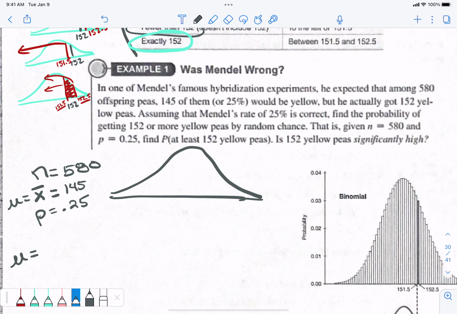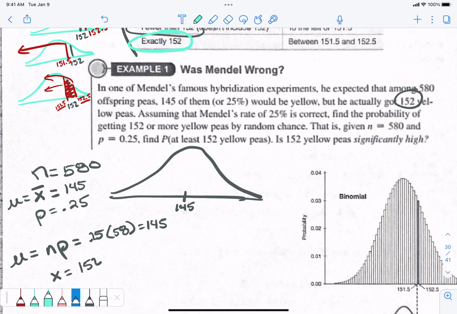Mu is equal to N times P, right? So they took 0.25 times 580, and they got the 145. So 145 is the average number of yellow offspring peas, okay? 145 is going to go here in the middle. He actually got 152 yellow peas. That is your X value, 152, okay? So 152 is the one above here. This is where 152 lives, okay?